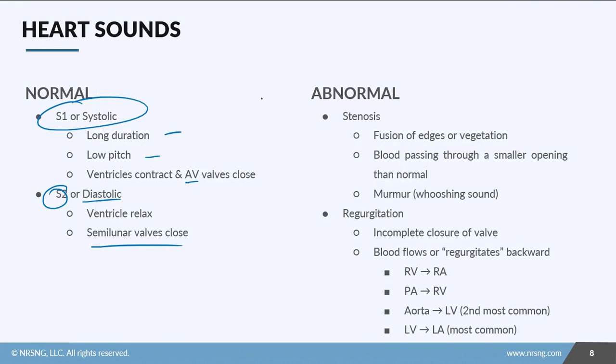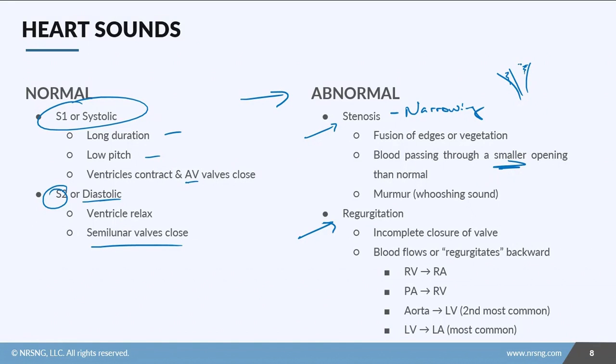Now, you also have abnormal heart sounds that you may often hear. There's two that we look at, which are stenosis and regurgitation. Stenosis is basically a narrowing. The reason that it narrows is because there's a fusion. Imagine that this is your valve here. Now imagine if these edges got fused, it's not going to be as pliable. So the valve isn't going to relax as much and allow for normal passing of the blood. So you're going to have blood passing through a smaller opening than normal.